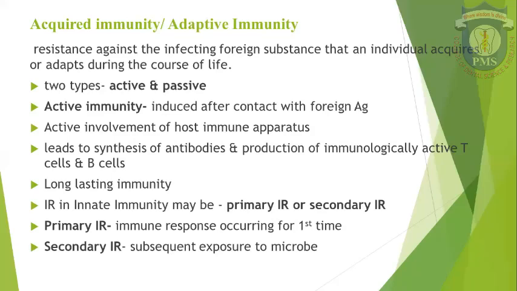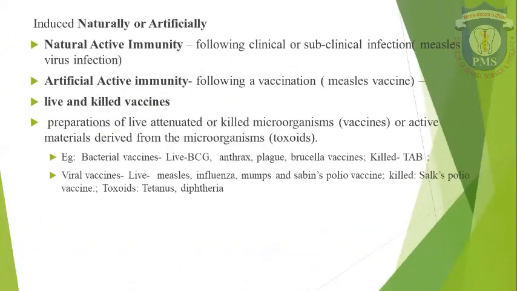and B cells. This active immunity is long-lasting and shows two types of responses, primary immune response and secondary immune response. The primary immune response is the immune response occurring for the first time, and the secondary immune response is the immune response occurring on repeated exposure to microbes. Active immunity is of two types, natural or artificial. Natural active immunity occurs following clinical or subclinical infection, for example measles viral infection. Artificial active immunity occurs following vaccination.